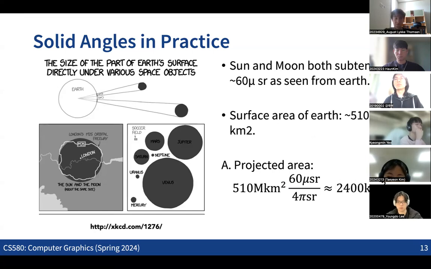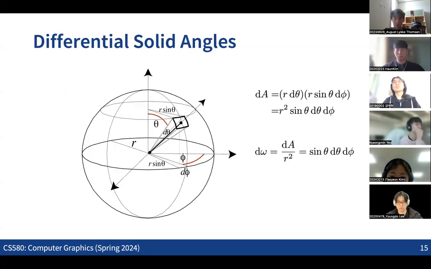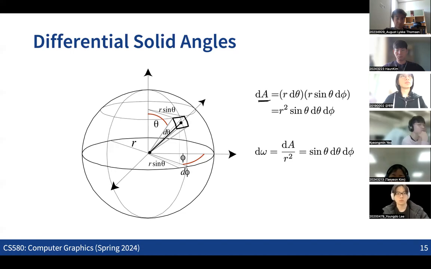Based on all these solid angles, we're going to do many calculations. One of them is having a differential solid angle. When you utilize spherical coordinates for the surface of the sphere, we can define the differential area like this. The differential area over the sphere can be calculated by multiplying r d theta and r sine theta d phi, which is defined here.